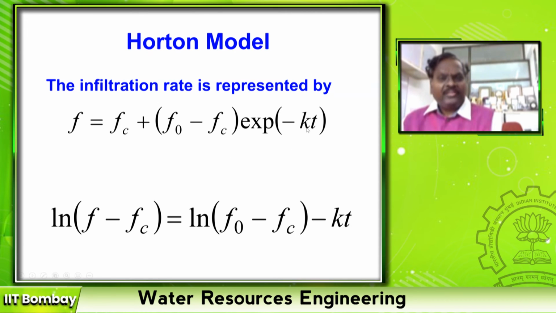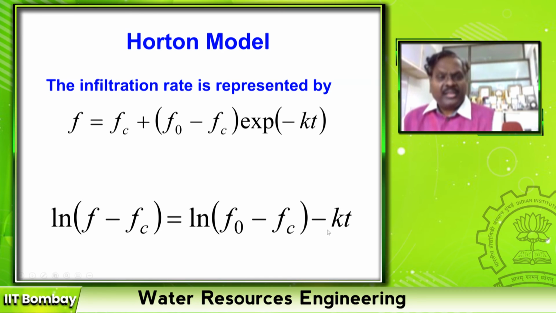To find out the value of K, take logarithm. You have measured the infiltration rate. After some time period, you got an asymptotic constant value, FC. Then for each value, you subtract this FC value, take log. You take natural logarithm, or log e based. ln of F minus FC is equal to ln of F naught minus FC, minus KT, because it is e power minus KT. When you take log, it will become minus KT.